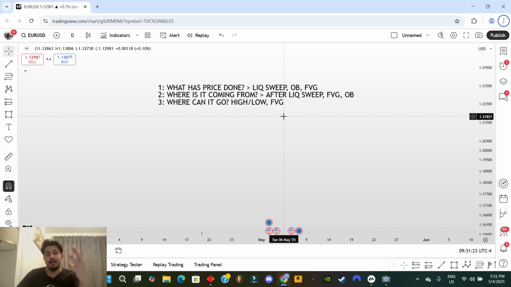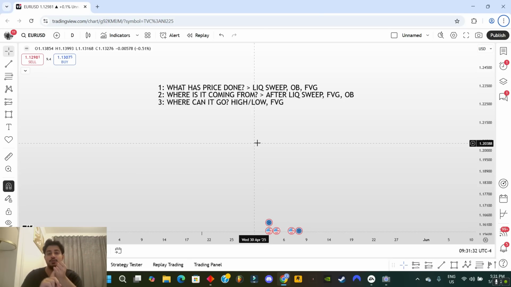Alright guys, so here's how you find daily bias with discretion, and this is something that I mostly use. It really comes down to 3 points, so you need to know 3 points. The first is, what has price done on the daily time frame? Has it swept some form of liquidity? Has it tapped into some form of order block? Has it tapped into some form of fair value gap?